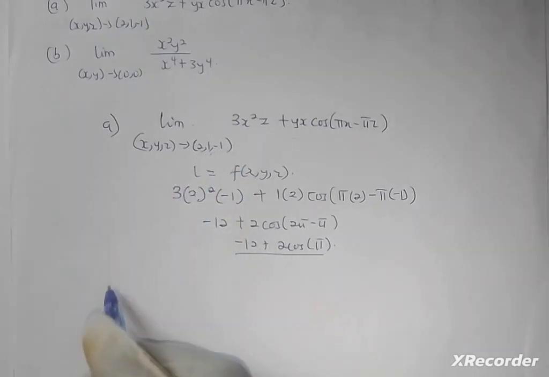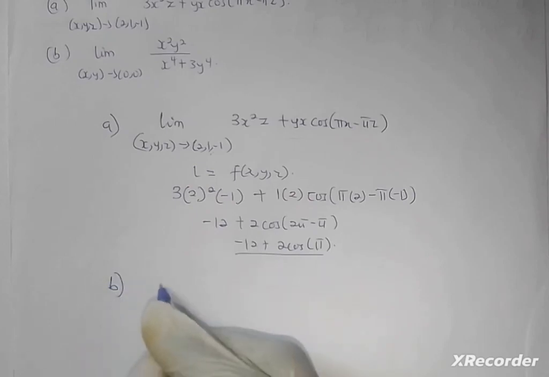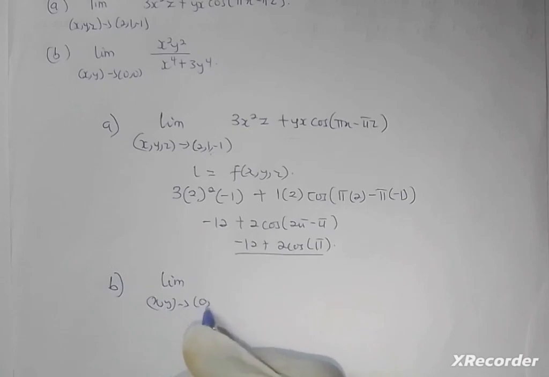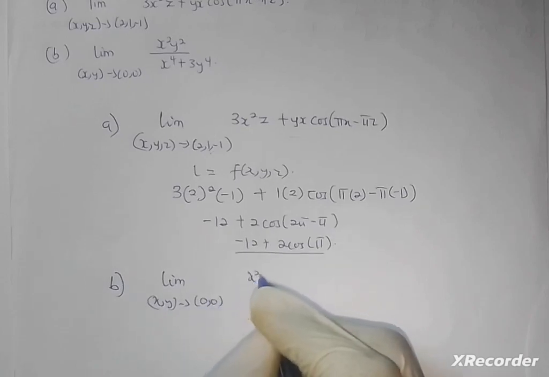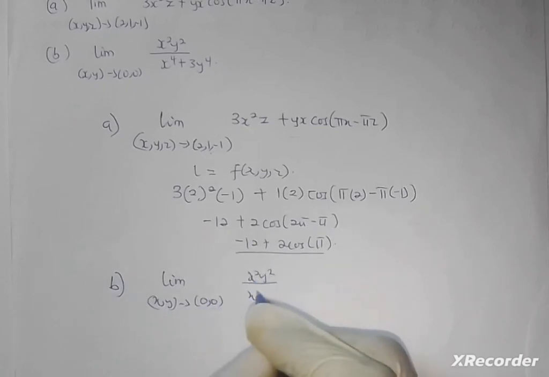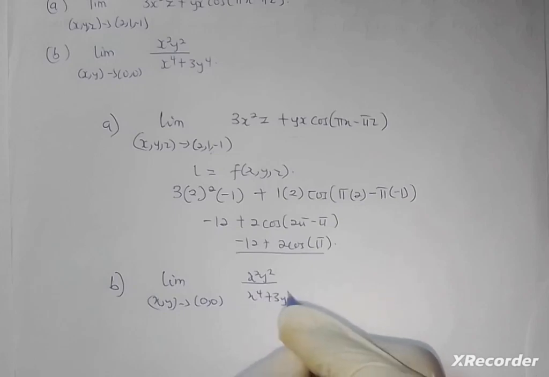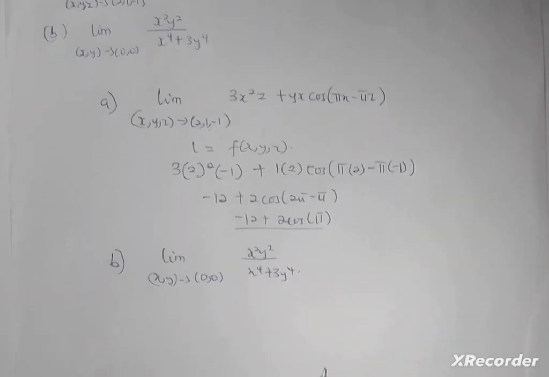Let's go to the second part, that's the B part. Limit as x, y approaches 0, 0 of x squared y squared all over x to the power 4 plus 3y to the power 4. When I have this rational function, the limit of this particular function can be equal to its functional value provided it is continuous.